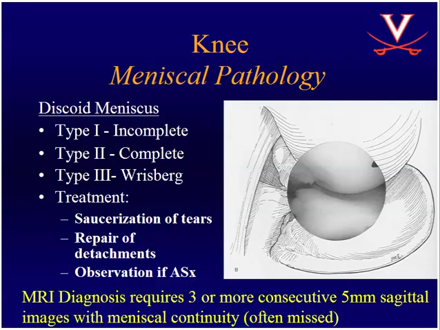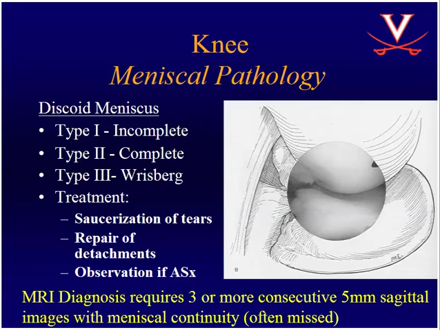There's 3 flavors of discoid meniscus. 1's incomplete, 2 is complete, like this example. It covers the entire surface of the lateral tibial plateau. 3 is a Wrisberg variant, that may or may not be a discoid meniscus. All it means is there's no peripheral attachments, no coronary ligaments, and therefore that meniscus is too free to move. It moves more and it can snap and pop.